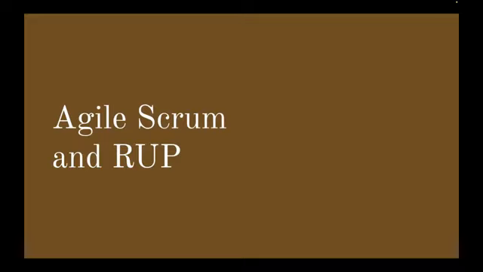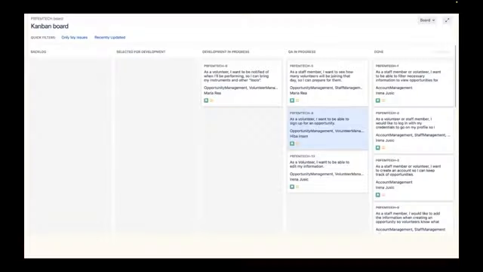The next two slides will go through the Agile, Scrum, and Rational Unified process. This is our Jira Kanban board. Currently, we only have one user story in the development progress column. We have 3 in the quality analysis and progress column, and the rest are in the done column as they have been completed.